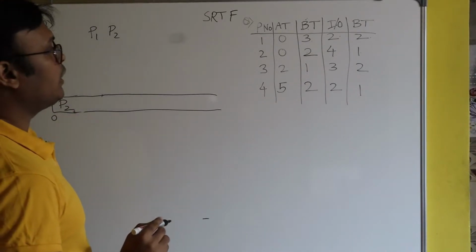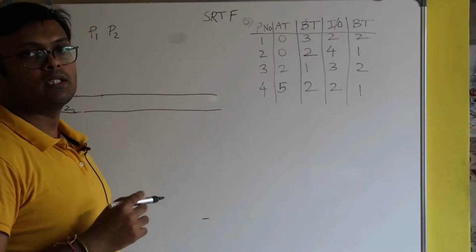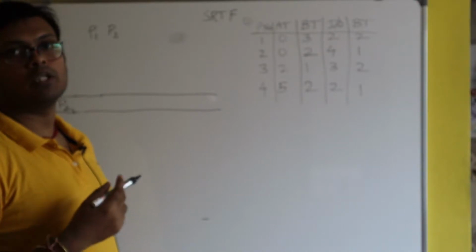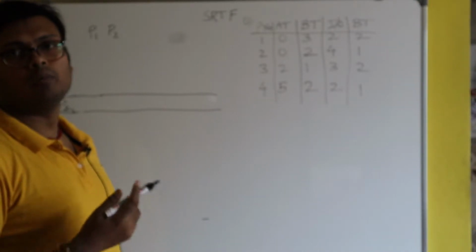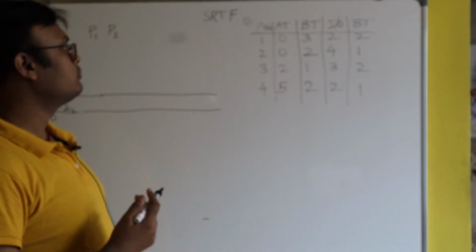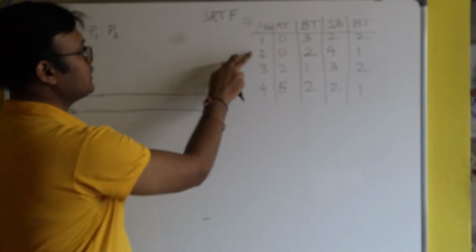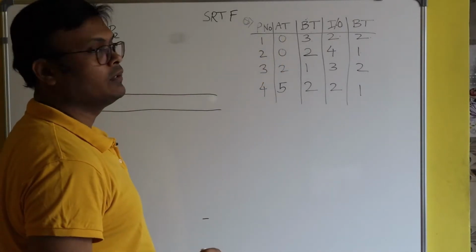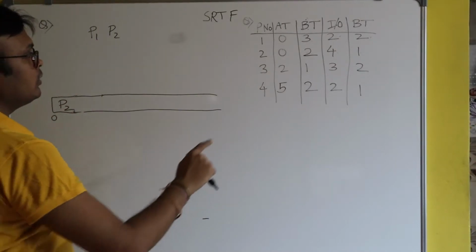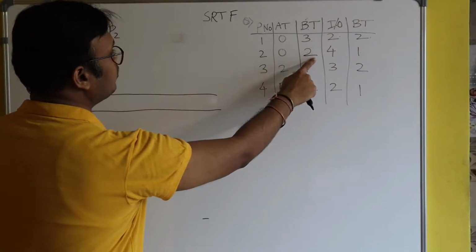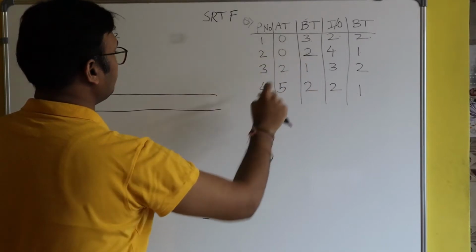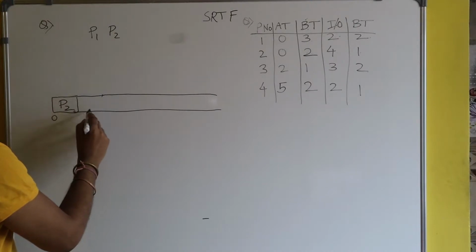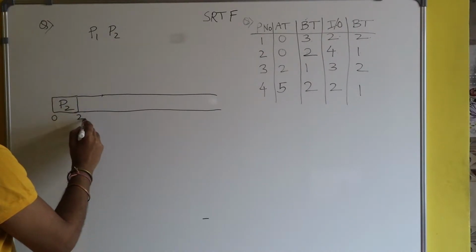And moreover, one thing is that if the processes arrive at the same time, then you simply apply the shortest job first algorithm. It means the non-preemptive version, at least for these two processes, because these two processes have arrived simultaneously. Fine. So process P2 will run for 2 seconds, till the completion of its burst time.